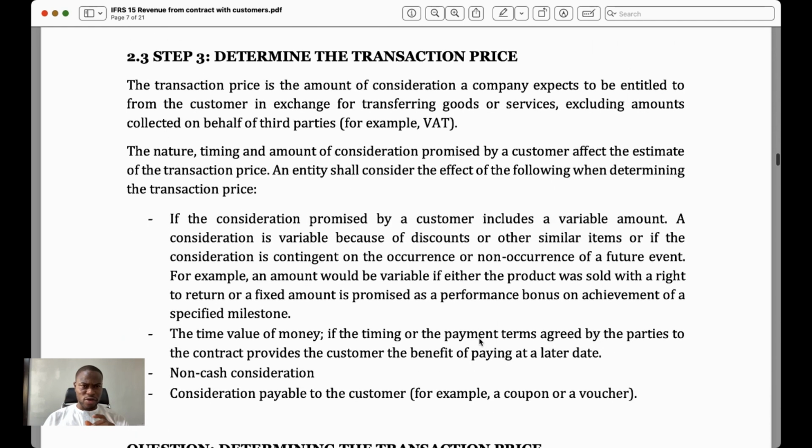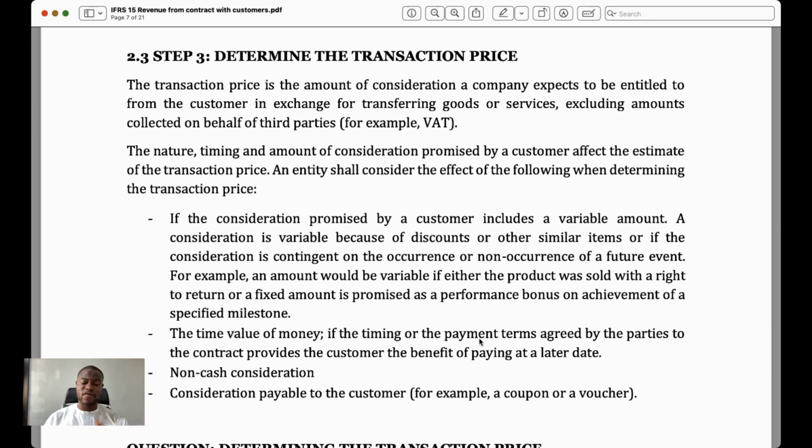So today we would start with step three. And step three is to determine the transaction price. And the transaction price is the amount of consideration a company expects to be entitled to from the customer in exchange for the transfer of goods or services, excluding amounts collected on behalf of third parties. Majorly, this is just the amount on the invoice.